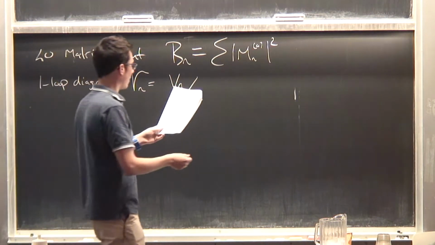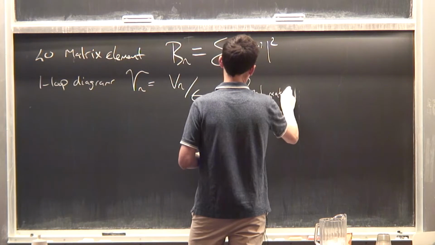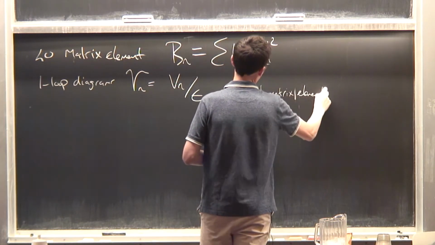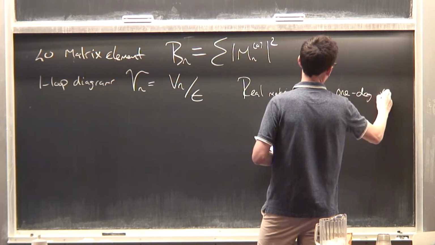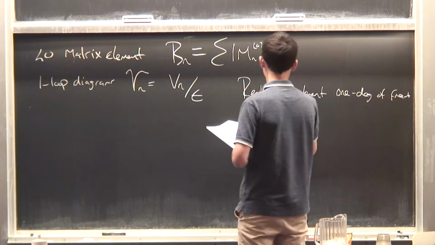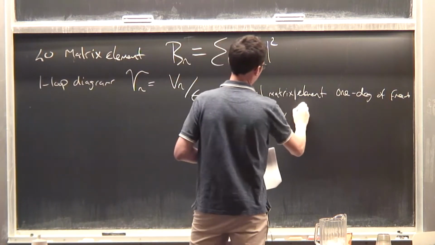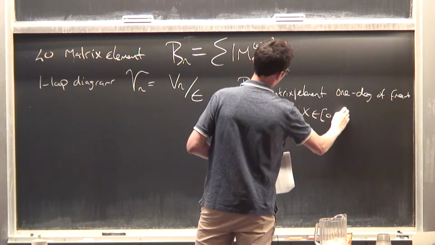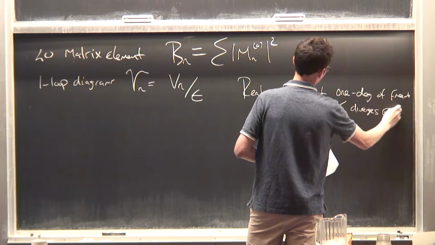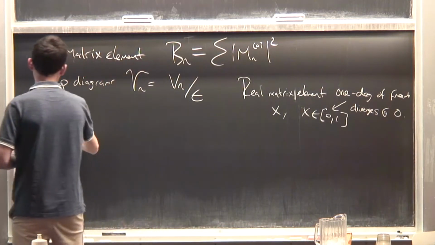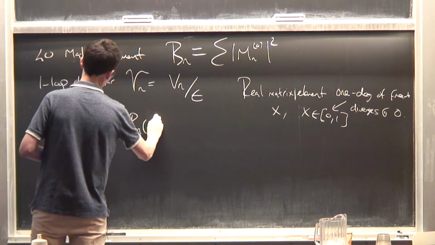And now there's a real matrix element too. And this depends on 1 degree of freedom which we'll call x. And this x goes between 0 and 1, and so x is in 0 and 1. And the divergence sits at 0. So this means that we can write our real matrix element in the form Rn of x divided by x.